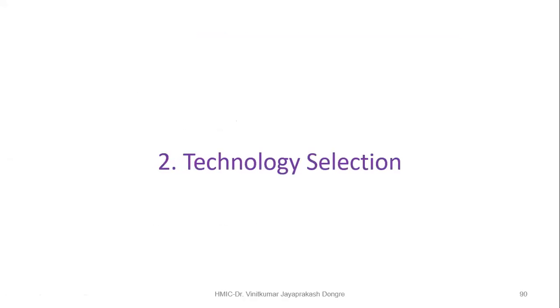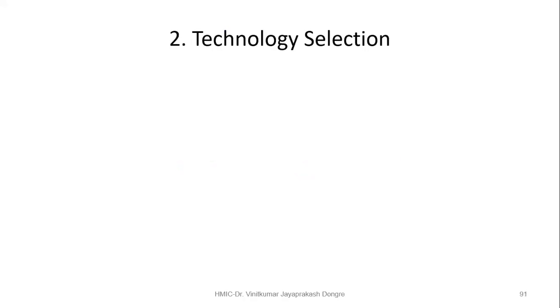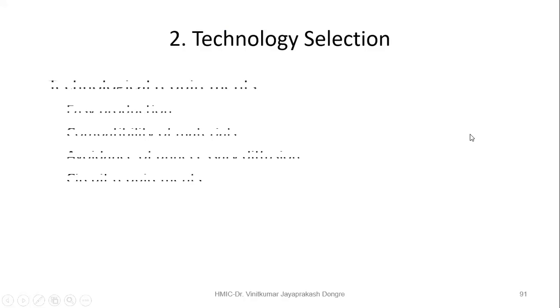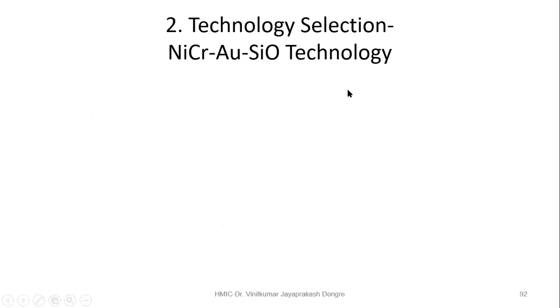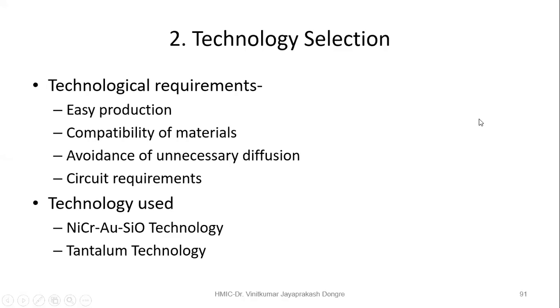Now in the technology selection, what are the technologies? Here there are mainly two technologies, that is the NICR AU SIO technology and titanium technology. Why do we require technology? For easy production and compatibility for the material we have selected, and the avoidance of unnecessary difficulties. Whatever difficulties are there, we should avoid.